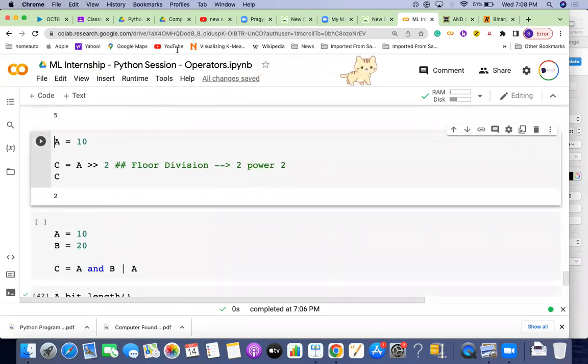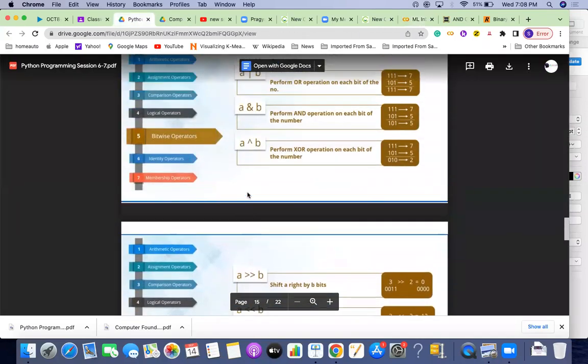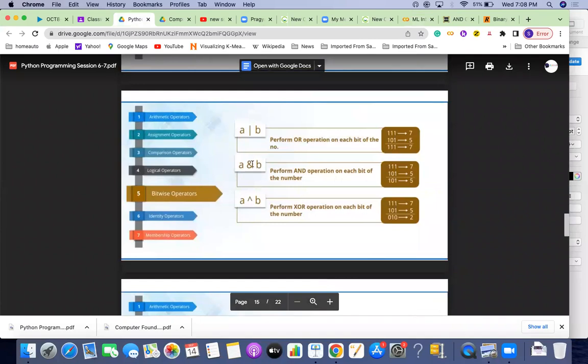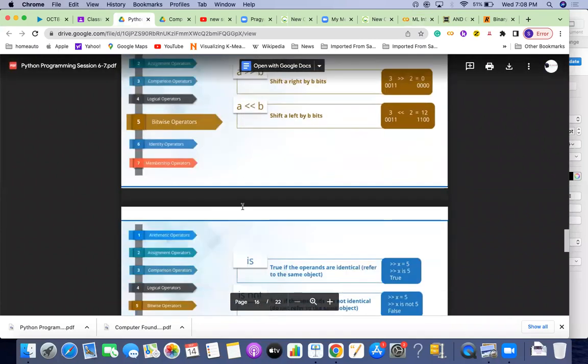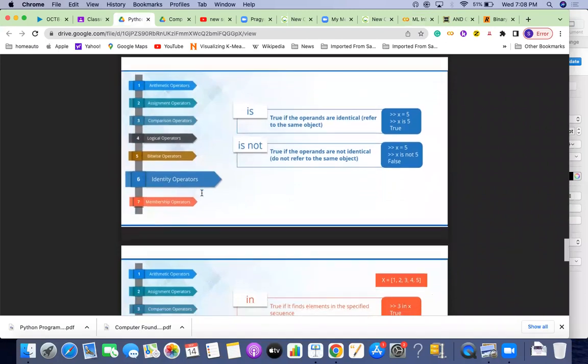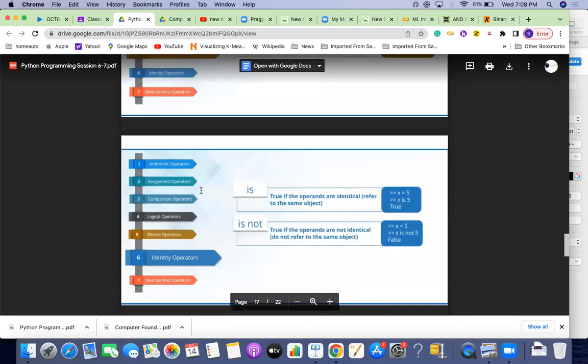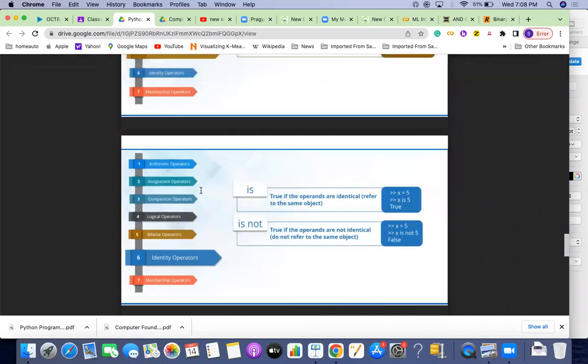Yes, sir. So now what are the things you understood? Right shift, left shift, bitwise XOR and OR. So this is all we understood. Now two more things are there: the identity operator and the membership operator. So what is the identity operator and the membership operator? So what is the identity?